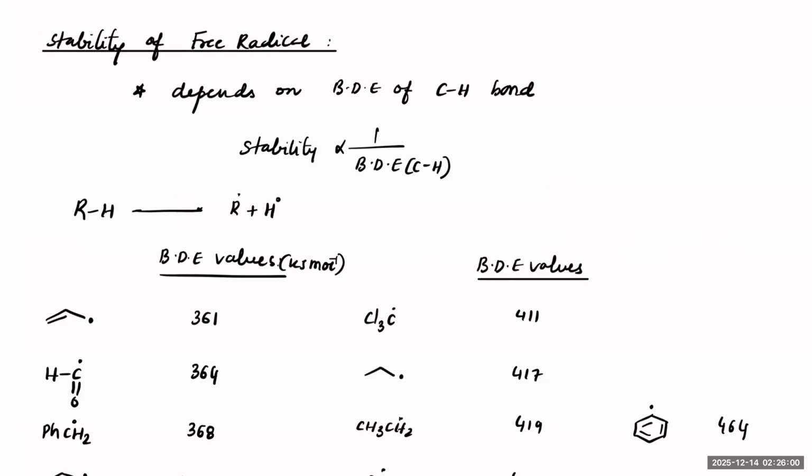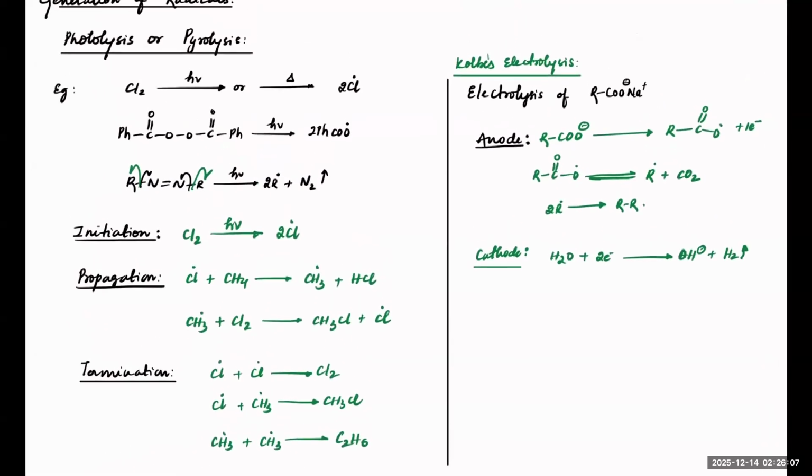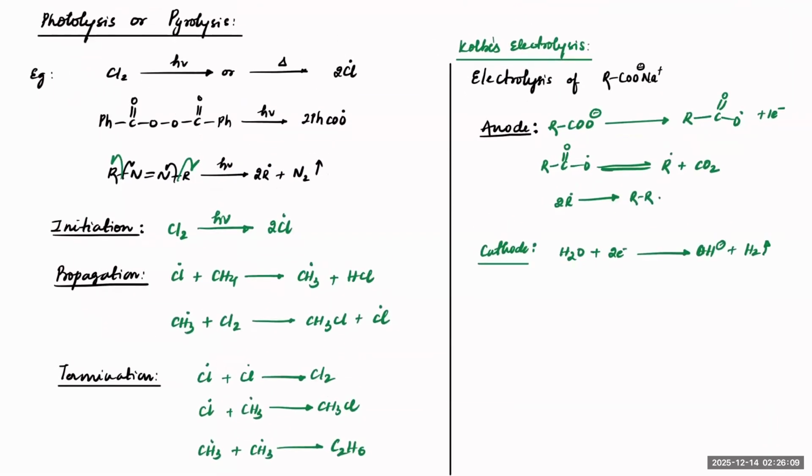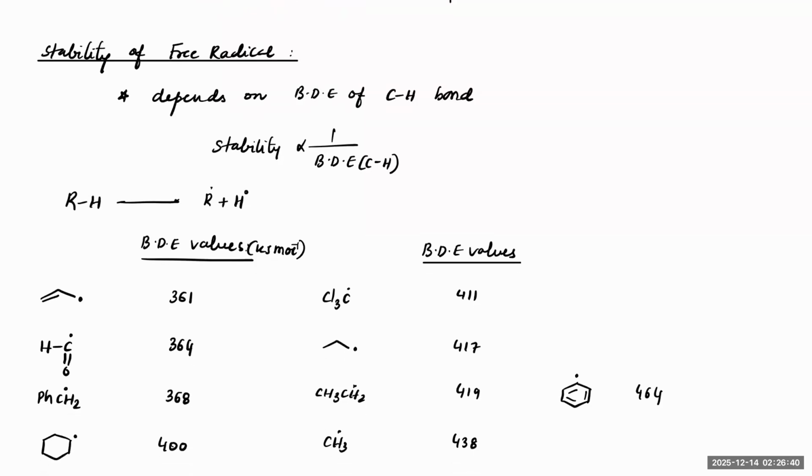Next, what is the stability of radical? Yeah, please make a note. If it comes to stability of free radicals, it mainly depends upon what is the bond dissociation energy of the carbon-hydrogen bond. Now, if the bond is weaker, that means it is generating more stable radicals. So, stability is always inversely proportional to the bond dissociation energy.